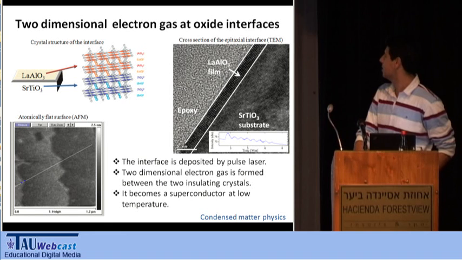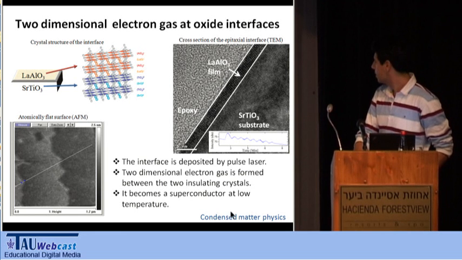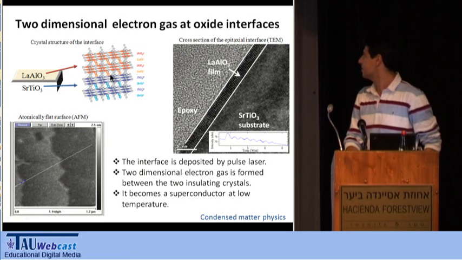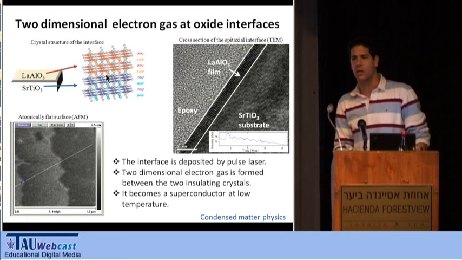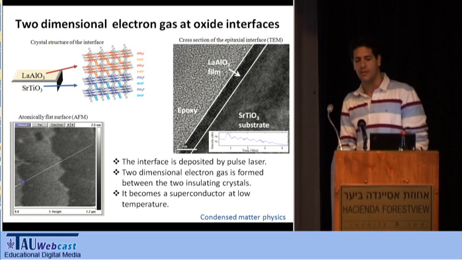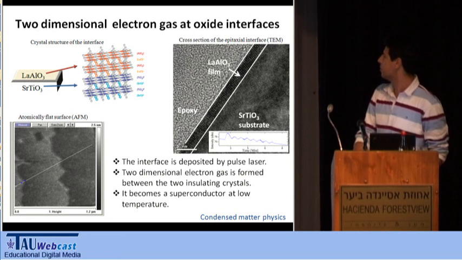The gas is actually confined here at the interface in about a few nanometers. So therefore, it is interesting for all the semiconductor industries.